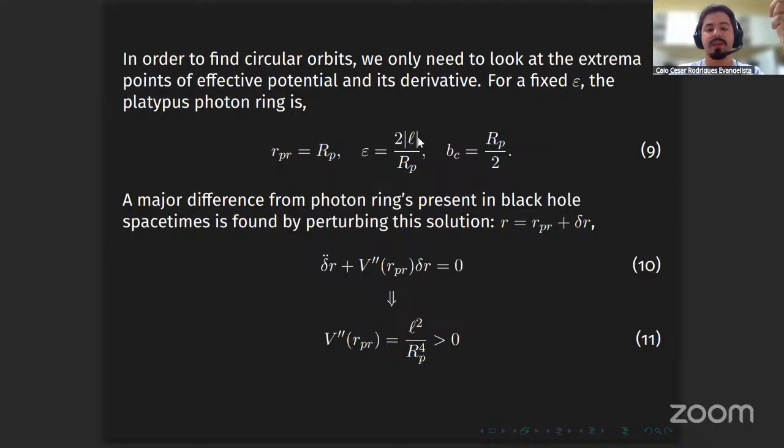We can rewrite this in terms of the impact parameter, of course, which is defined as the ratio between angular momentum and energy of photons. And the critical impact parameter for this point, for the photon ring, is this. And what's funny about this is that, differently from the Schwarzschild spacetime, where the photon ring is an unstable circular orbit, for the platypus it is completely stable, which is a nice feature.